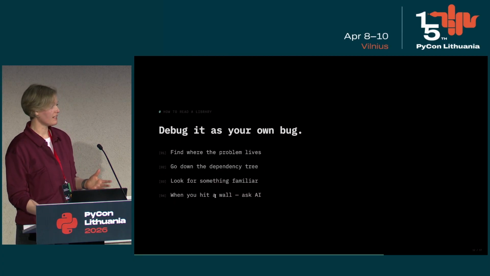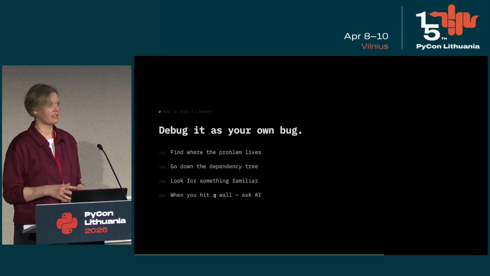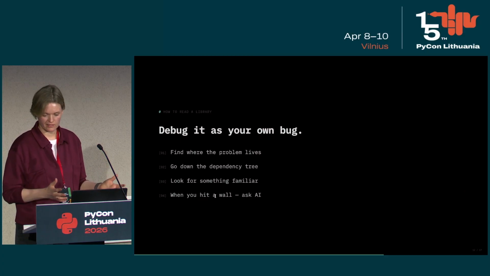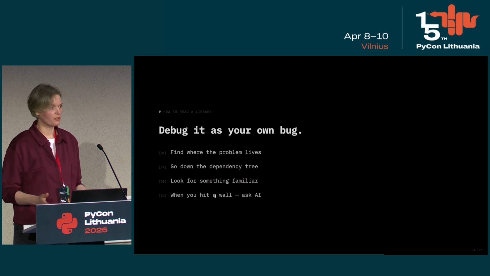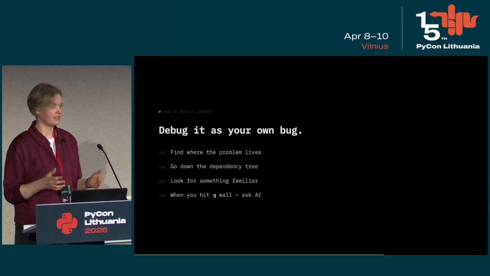And if it's not enough, follow the thread. That method calls something, that something calls something else. Keep going until you find the pain point. And try to look for something familiar, because you're not reading alien code. Somewhere in there is a pattern you've seen before. And if you hit a wall, ask AI not to write your code, but to just explain what you're looking at.